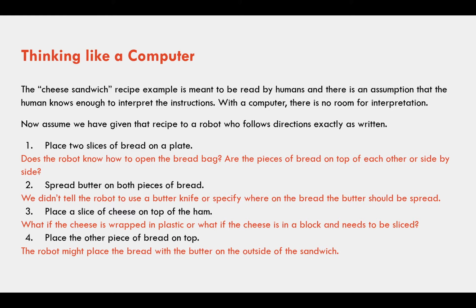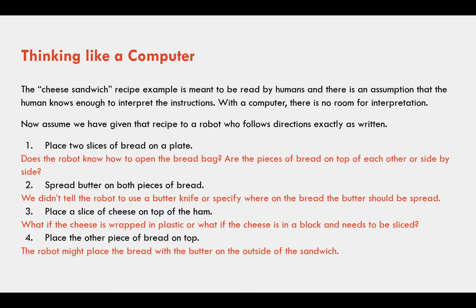Spread butter on both pieces of bread. We didn't tell it where on the bread to spread the butter. We didn't tell it to use a butter knife. If we were breaking down these instructions for a robot, we would tell it to first go get the butter knife, take it out of the drawer, hold it in the hand, open the butter lid, use the knife to pick up some butter, and then smoothly put it over the large flat surface of the bread. We would have to be very specific.